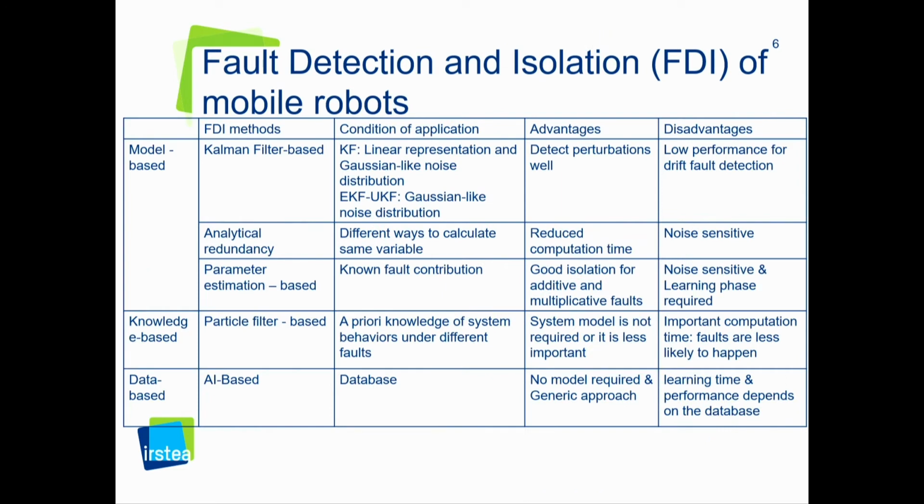This is a brief state of the art. It's not very exhaustive, but just to give you an example. Mainly, we have 3 categories of FDI methods for mobile robots. Model-based, such as the well-known Kalman filter and all of its variants, UKF, EKF, etc., and analytical redundancy. Knowledge-based, such as the well-known PF, or particle filter, and its variants. Data-based, such as deep learning, neural networks, etc.